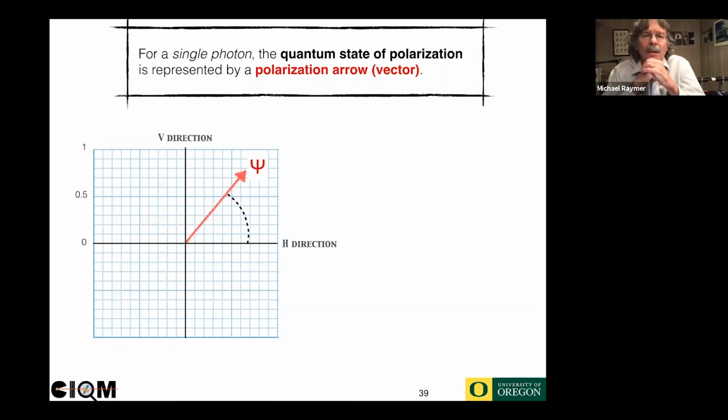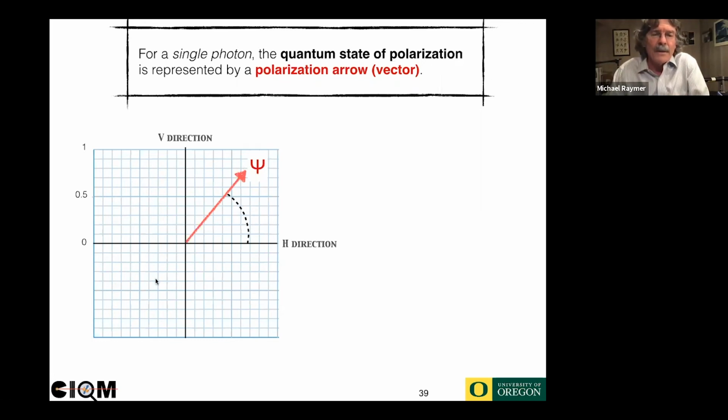For a single photon, the quantum state of polarization is represented by a polarization arrow or vector. In the book, I always use the word arrow, but of course we know from the Despicable Me cartoon that a vector represents an arrow with a certain magnitude and direction, or rather the vector is represented by an arrow. Now here we say that the vector represents a quantum state. Here I've just shown one example. This red arrow is labeled psi. That's the name of a quantum state that we always use. And it can be pointing in any direction.